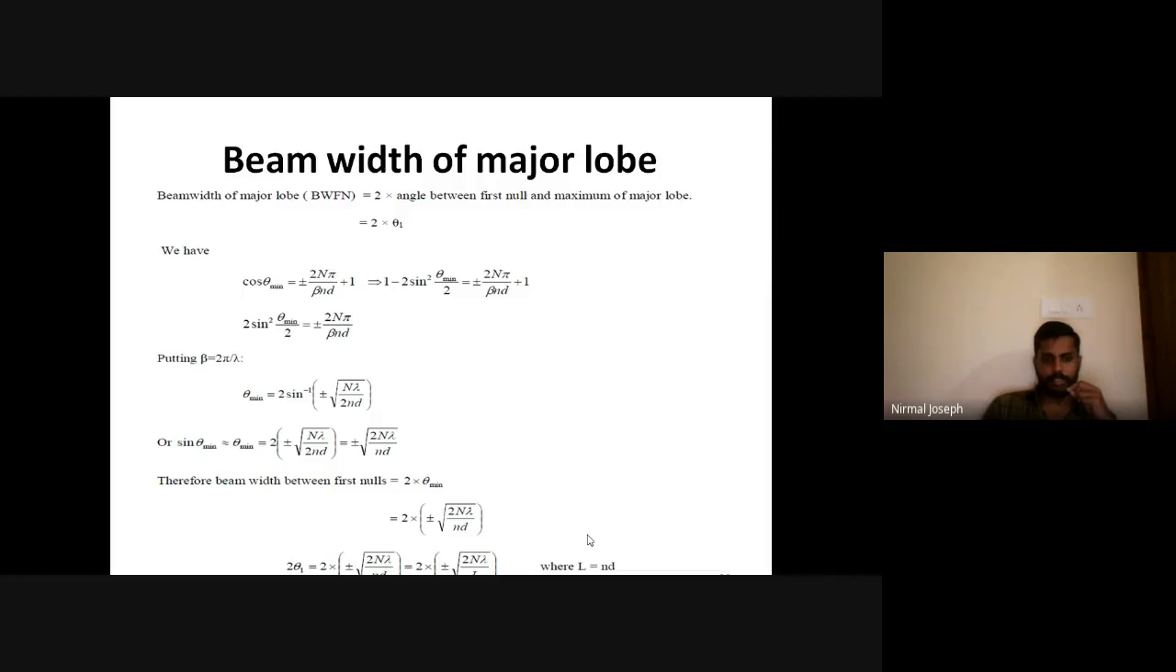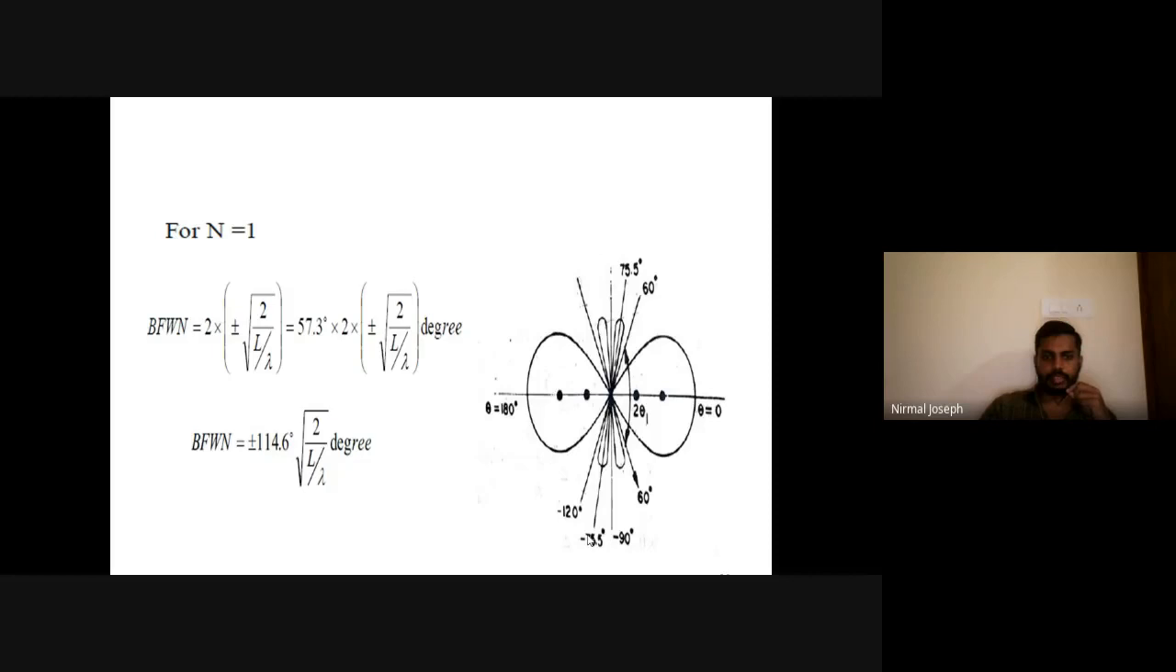So beamwidth between first nulls will be equal to 2 into theta minimum. Again, we are multiplying this with 2. Okay, and we will get n into d in the denominator, that we will take as L. So for n is equal to 1, the beamwidth between first nulls we will get 57.3 into 2 into plus or minus root of 2 by L by lambda, or it is equal to 114.6 into root of 2 by L by lambda degrees. Okay, that will be the beamwidth between first nulls.